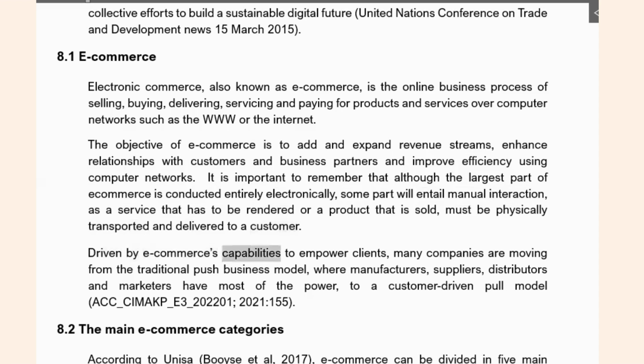Driven by e-commerce capabilities to empower clients, many companies are moving from the traditional push business model, where manufacturers, suppliers, distributors and marketers have most of the power, to a customer-driven pull model.